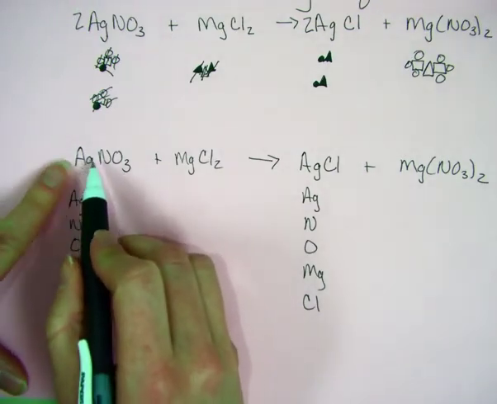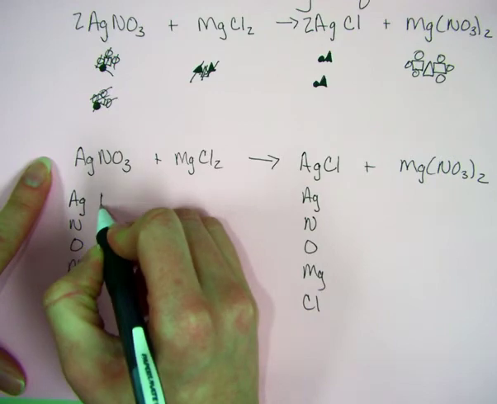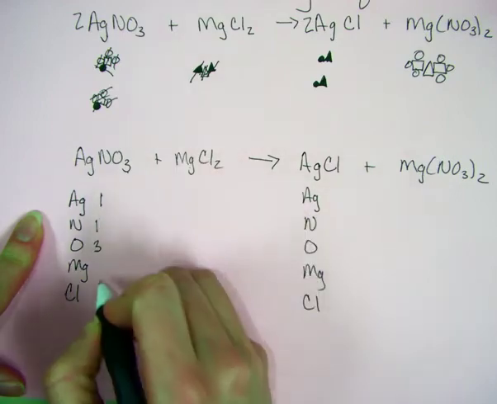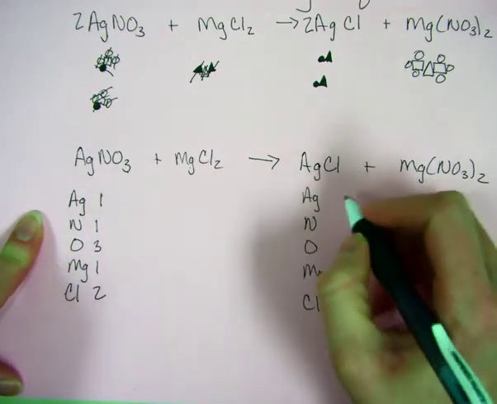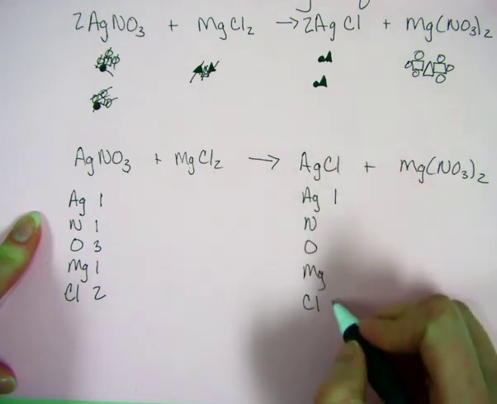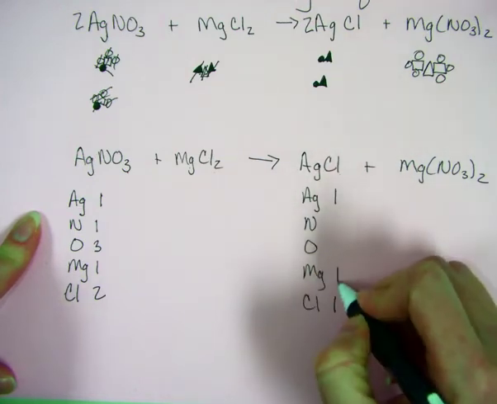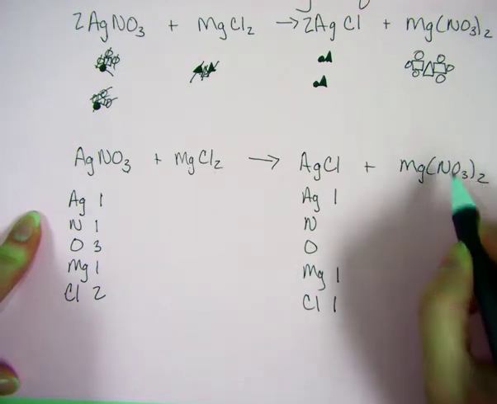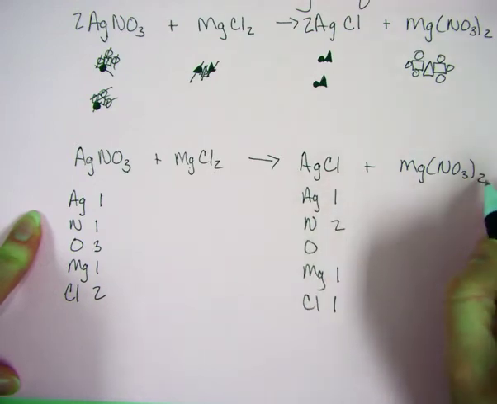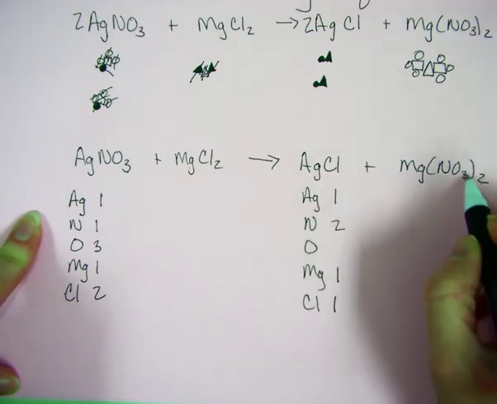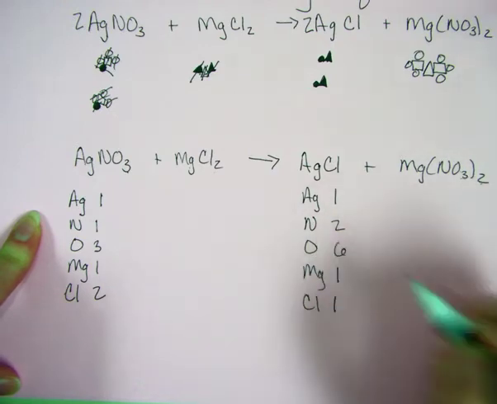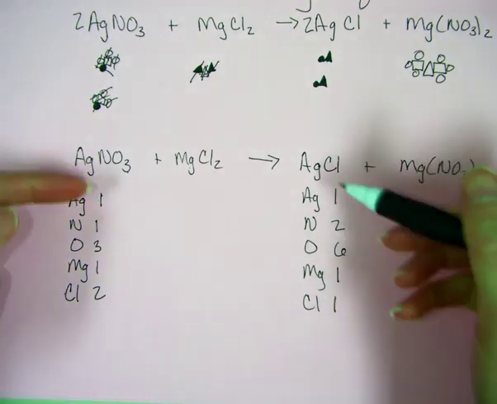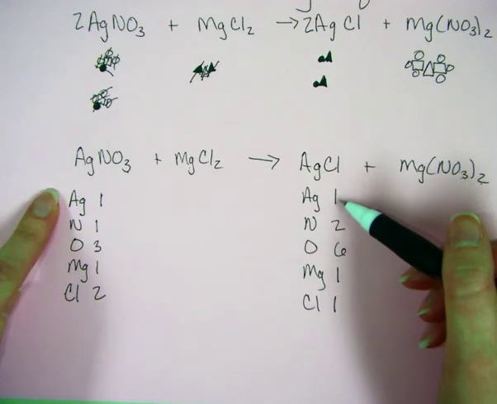So now to count. On this side I have 1 Ag, I have 1 N, I have 3 oxygens, I have 1 Mg, and I have 2 Cls. On this side I have 1 Ag, I have 1 Cl, I have 1 Mg, I have 2 Ns because this 2 applies to this N. So I have 2 Ns, and I have 6 oxygens because there's 2 times the 3 there, so 6. Now, to balance things out, let's just go down our list. Our silvers are okay.